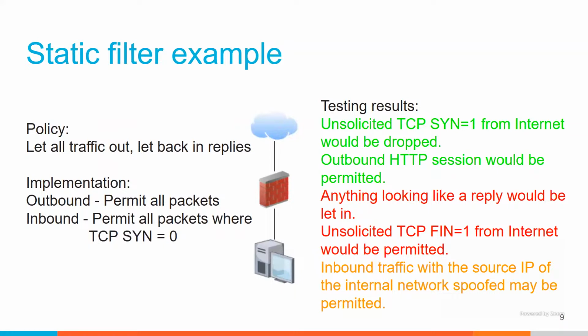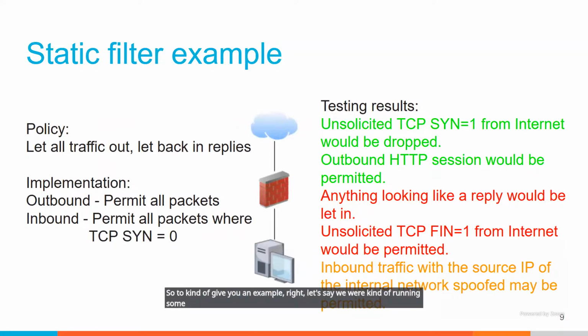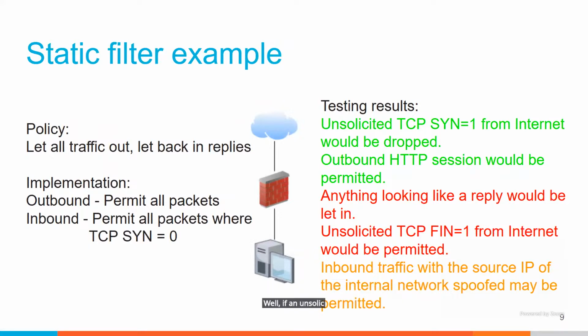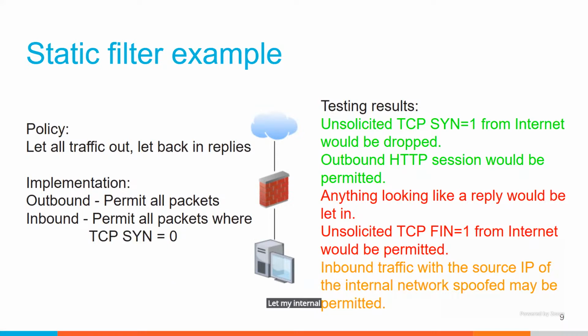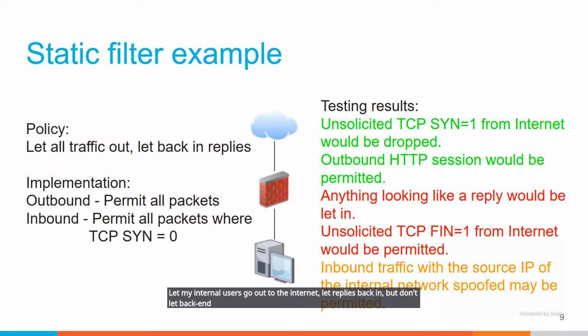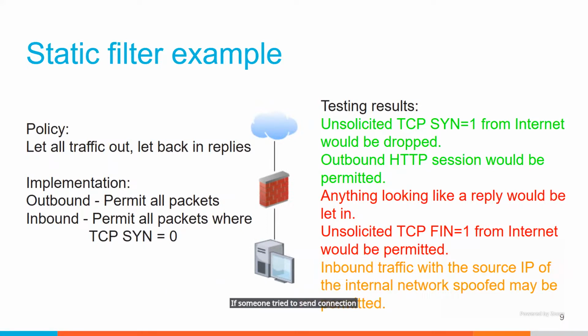So to give you an example, let's say we were running some tests against a static filter. What would we expect to see? Well, if an unsolicited connection establishment comes in from the internet, it's going to drop that. If SYN's turned on by itself, and everything else is off. If I have a firewall with a policy that says let my internal users go out to the internet, let replies back in, but don't let back in connection establishment, and someone tries to send connection establishment past the firewall, it's going to block that.